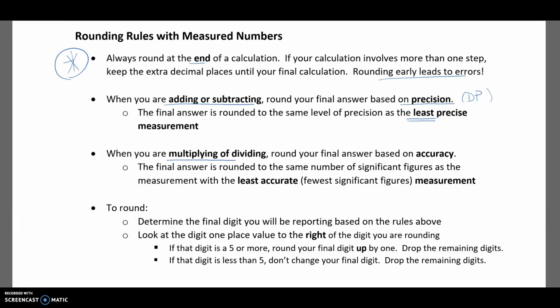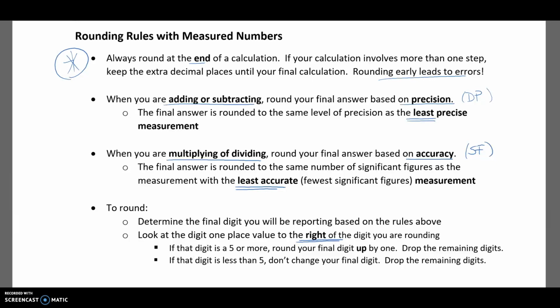When we're multiplying or dividing, we will round our final answers based on accuracy, or the number of significant figures. Again, the final answer is rounded to the same number of significant figures as the least accurate measurement in our calculation. When we're rounding, once we've determined what digit we're rounding to, we look one place value to the right of that digit to decide whether we're going to round up or not.